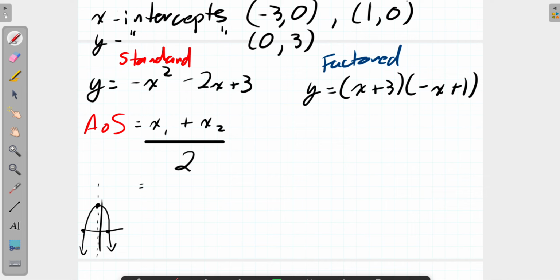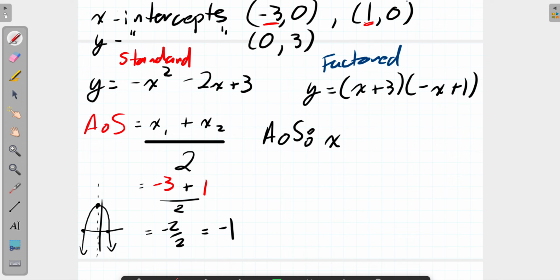Okay? So first x-intercept is negative 3. So we substitute negative 3 plus the other x-intercept, which was positive 1. We divide these by 2. This gives us negative 2 divided by 2, which gives us negative 1. That means the axis of symmetry, the AoS, is x equals negative 1. And when it's an equation, x equals negative 1, that means it is an actual line. This is actually a vertical line.